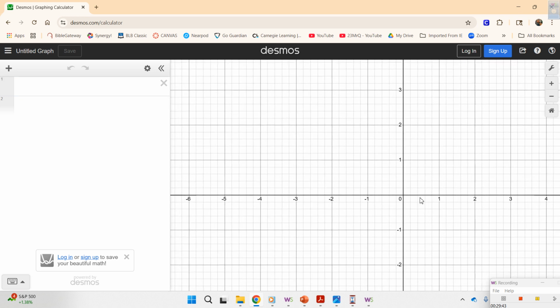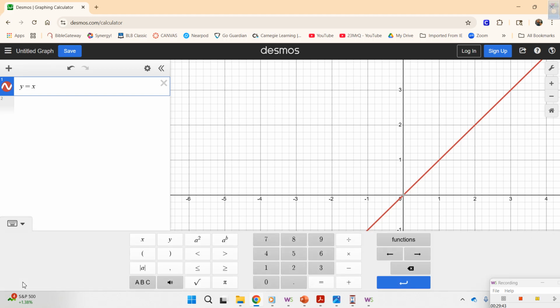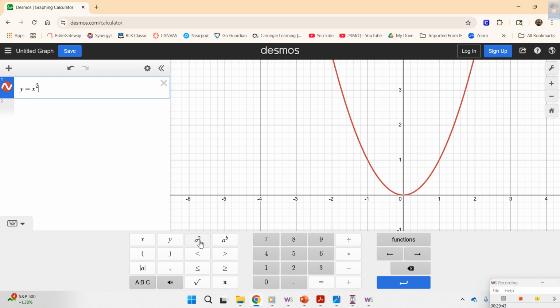All right, y'all ready? All right, here it goes. So, we're going to start by graphing the parent function x squared. So, instead of using f of x, let's use the letter y. So, y equals, type in x, then go to this up arrow right here for the keyboard, and then go to the a squared. There you go.